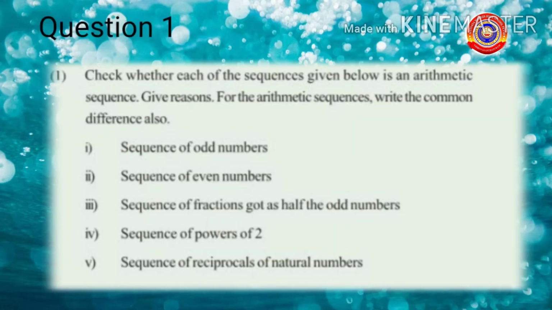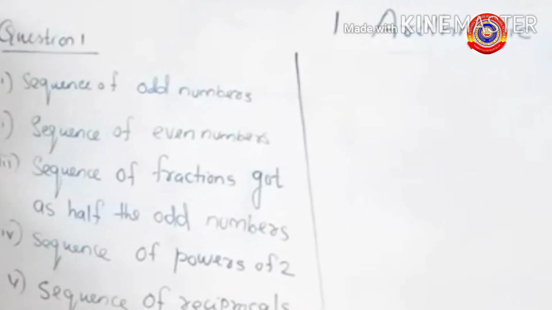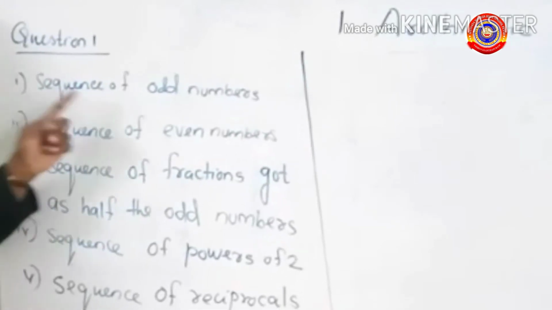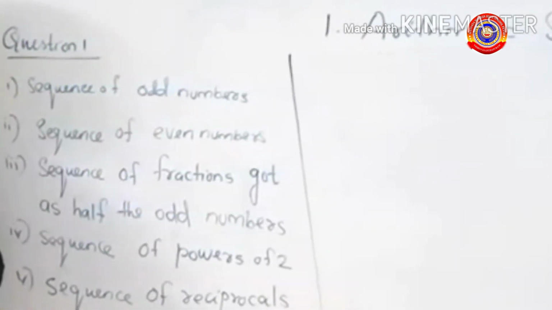Question number 1. Check whether each of the sequences given below is an arithmetic sequence. Give reasons for the arithmetic sequences. Write the common difference also. We are starting with question number 1. Sequence of odd numbers.